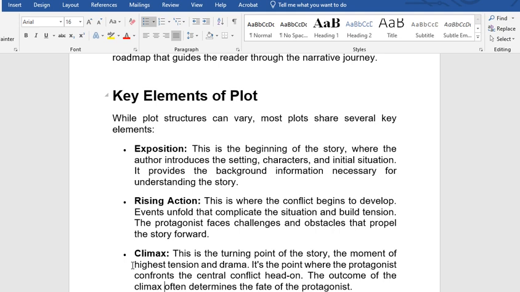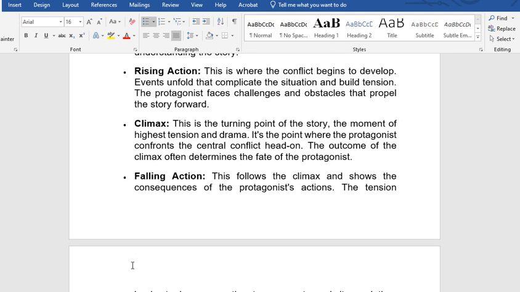The next one is rising action. This is where the conflict begins to develop. Events unfold that complicate the situation and build tension. So at this stage, the writer introduces conflict. This is where the protagonist and the antagonist clash. The protagonist faces challenges and obstacles that propel the story forward. The obstacle faced by the protagonist is the clash with the antagonist.